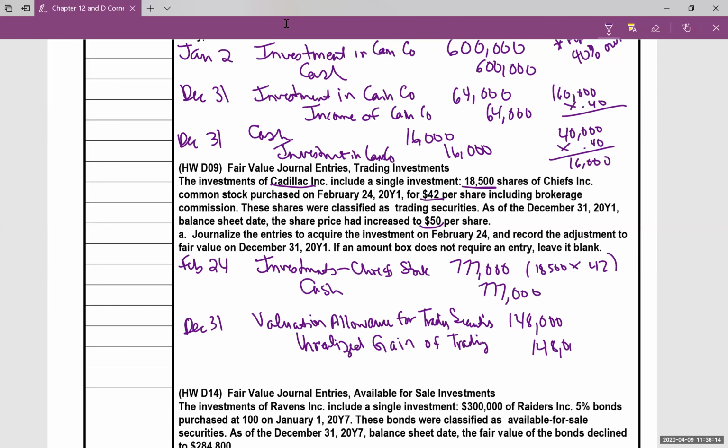You probably know how we calculated this, but remember the price had increased to 50. They bought it at 42. So if you think about it, it went up by $8. So I'm taking the 18,500 shares that they own times 8 to get to the 148,000. So that's how to do that one.